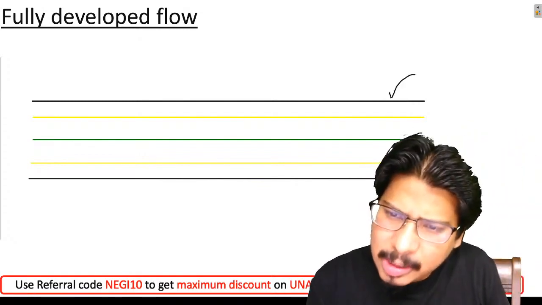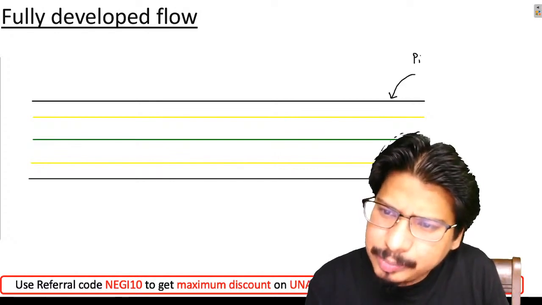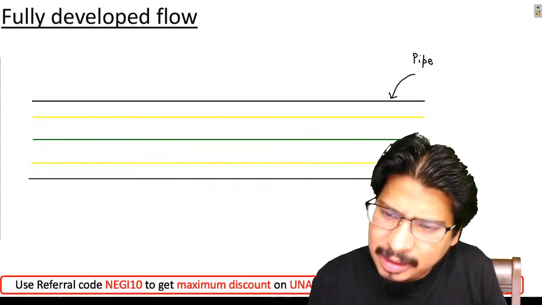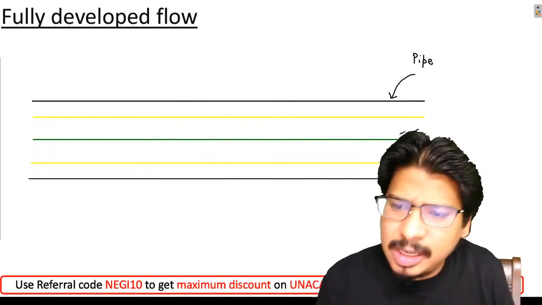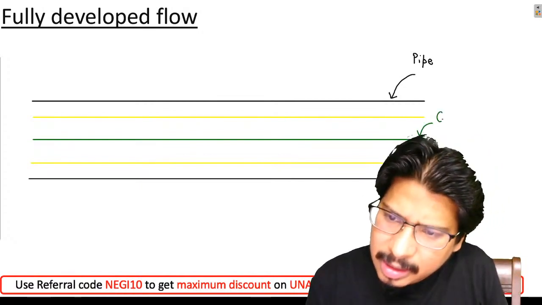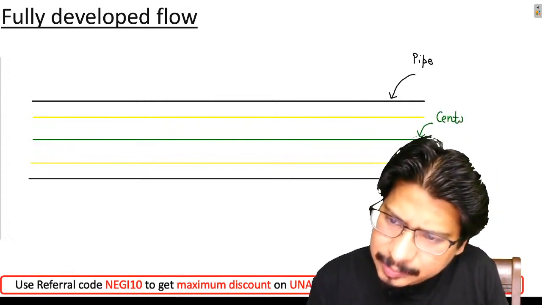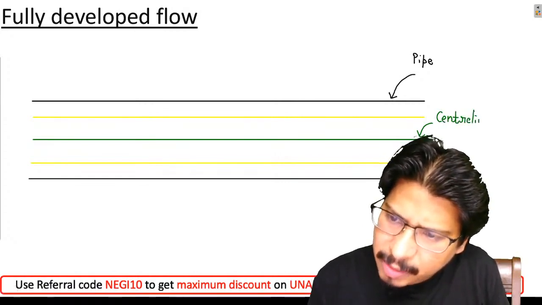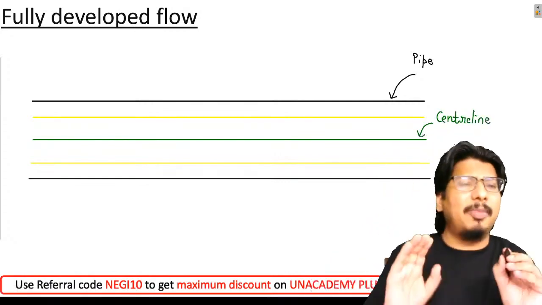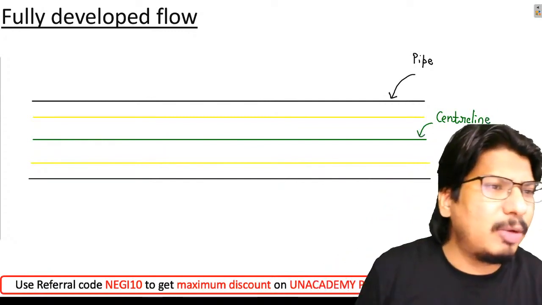Very good. Now let us suppose this is some pipe, and let us suppose this is the center line. This green one is the center line. Now look carefully, beta, very carefully.